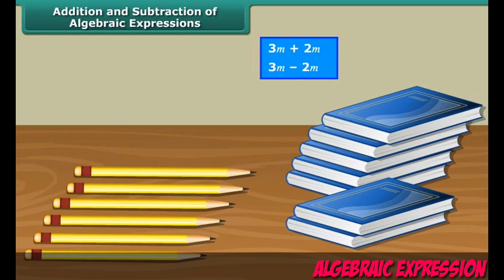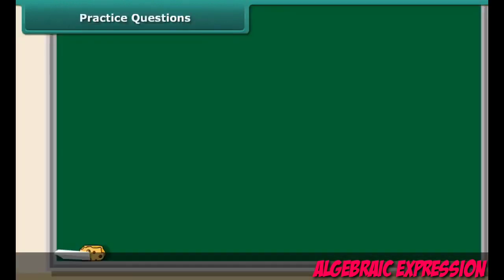However, if we remove 1 pencil from 6 pencils, then we are left with 5 pencils, but still we have the 7 books. So you can see it's quite similar with algebra. We can add or subtract only similar objects. We have two algebraic expressions, 5x plus 4 and 3x plus 7. Let us find their sum.